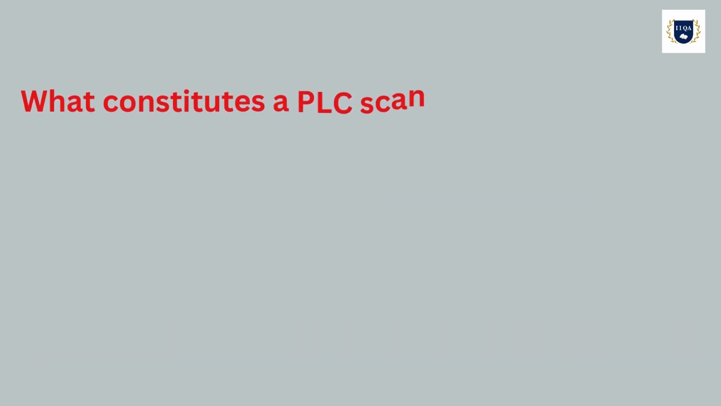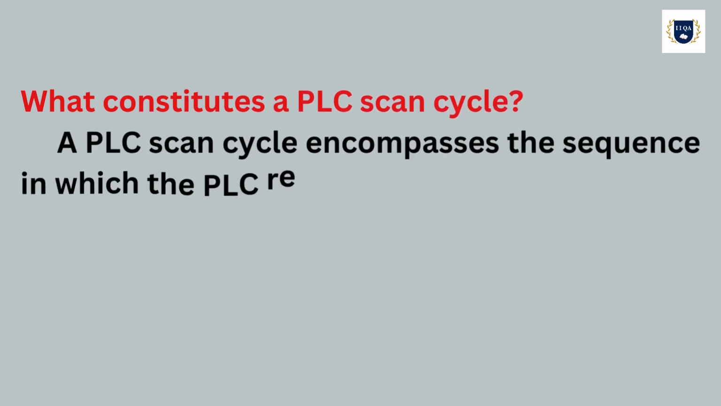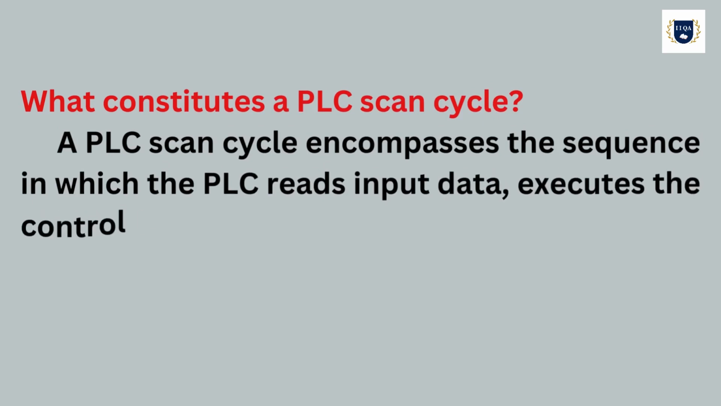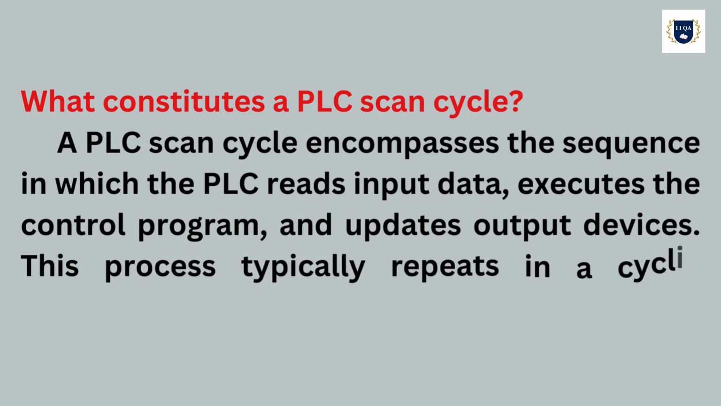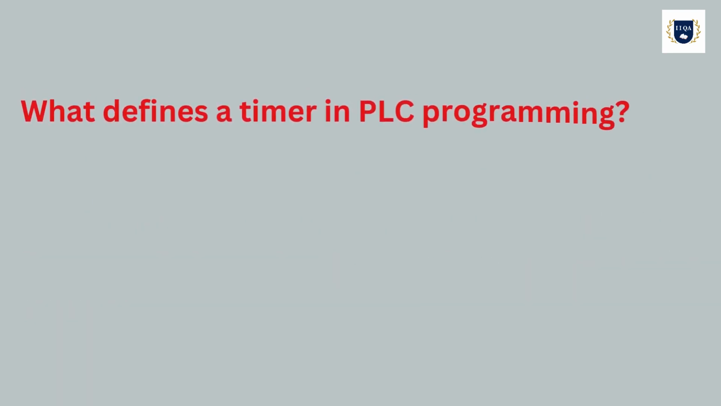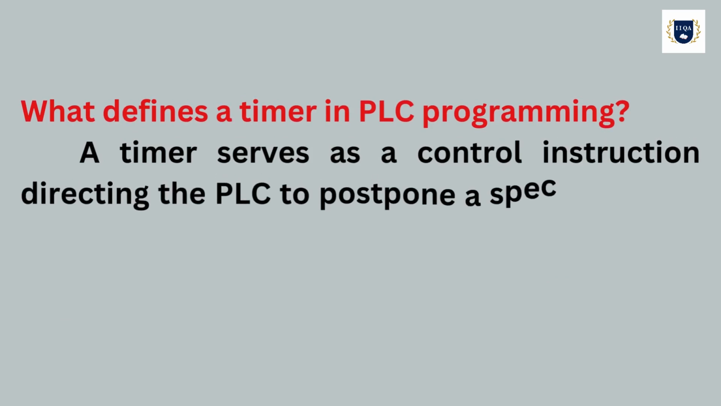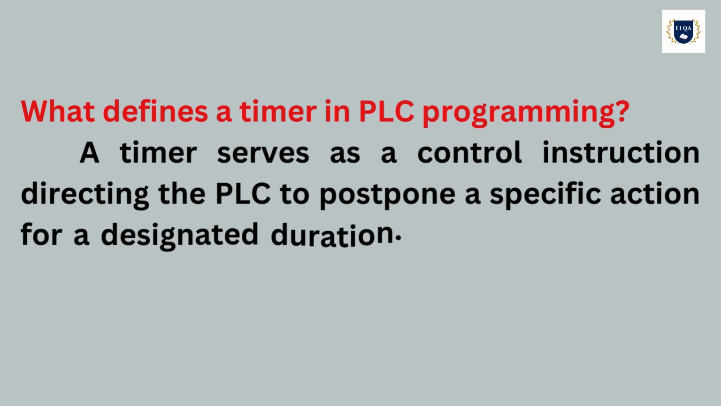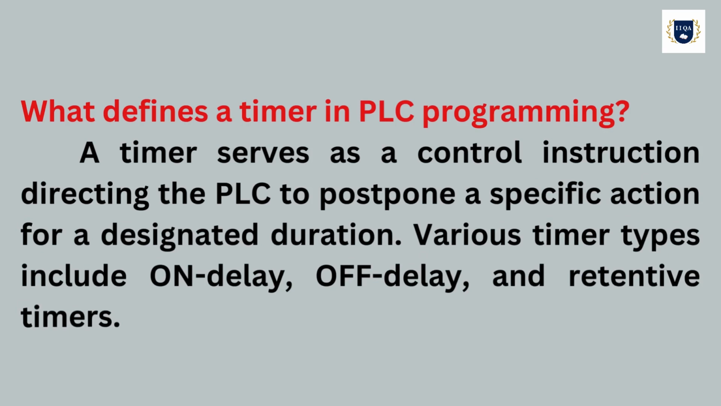What constitutes a PLC scan cycle? A PLC scan cycle encompasses the sequence in which the PLC reads input data, executes the control program, and updates output devices. This process typically repeats in a cyclic manner. What defines a timer in PLC programming? A timer serves as a control instruction directing the PLC to postpone a specific action for a designated duration. Various timer types include on delay, off delay, and retentive timers.